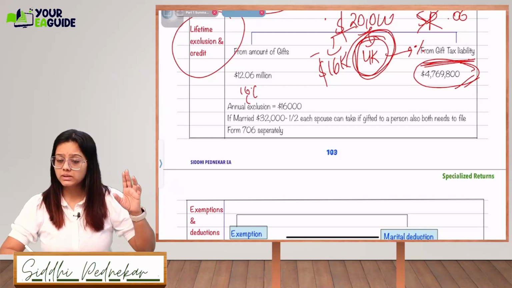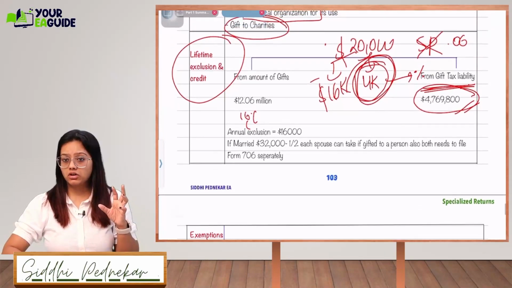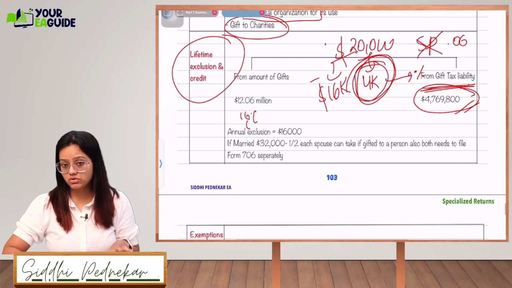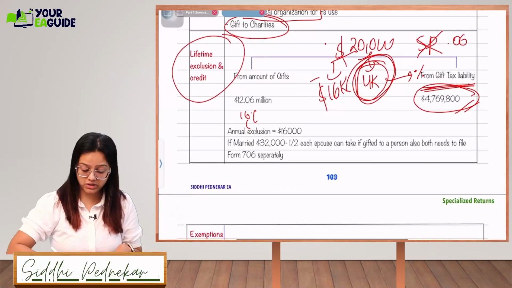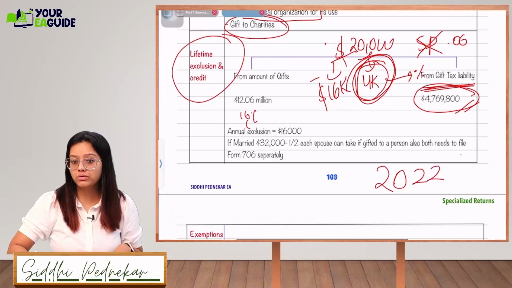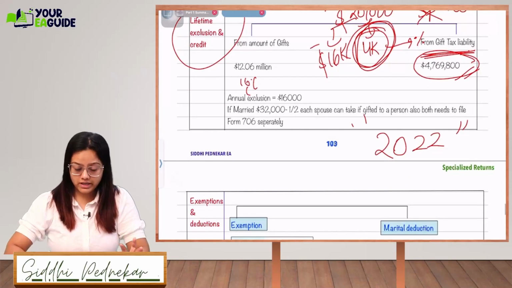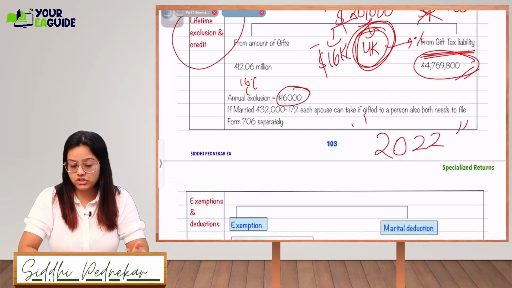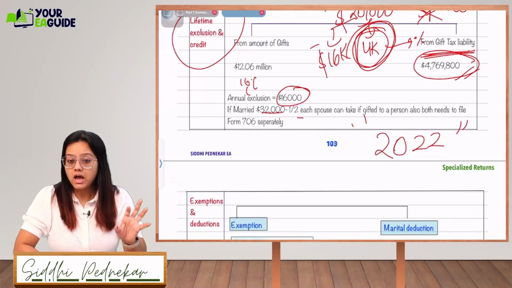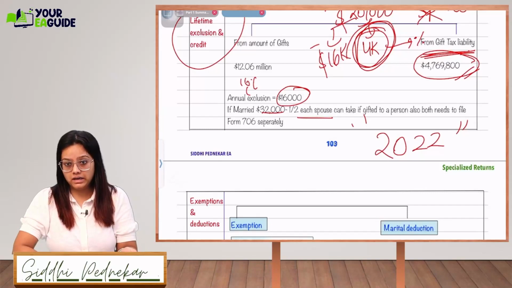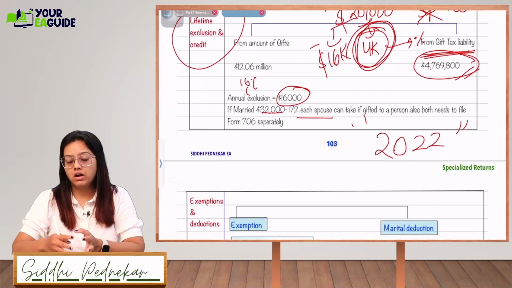These limits keep on changing each year, so those who are going to appear in the next window, please go through the amended sessions. Do not rely on this limit. I am giving a disclaimer, this is for the 2022 tax year. Next is the exclusion. The annual exclusion is 16,000. As I mentioned, if you are married you can take 32,000, half for each spouse. If a gift to a person is given.